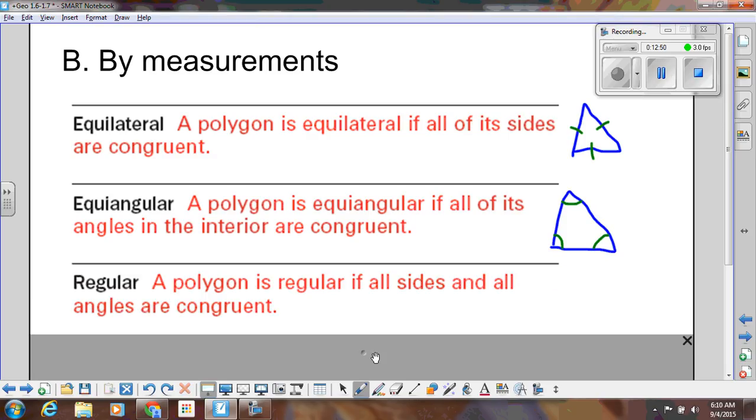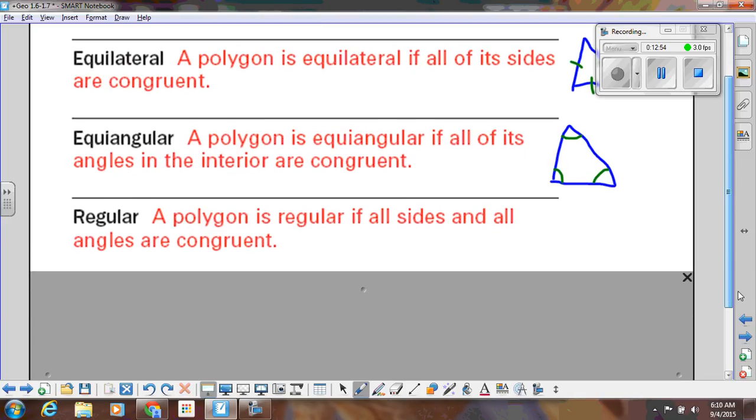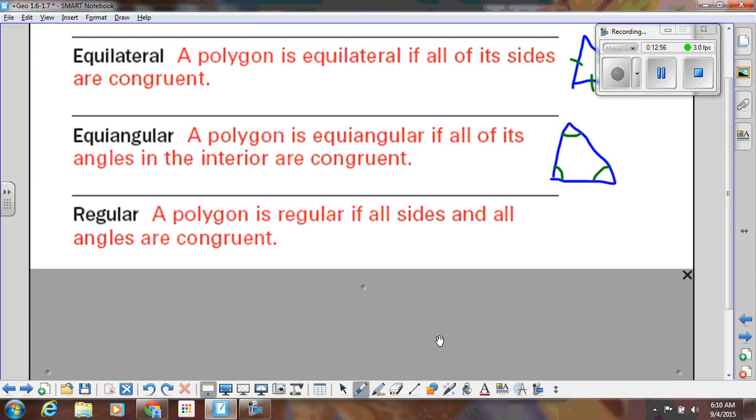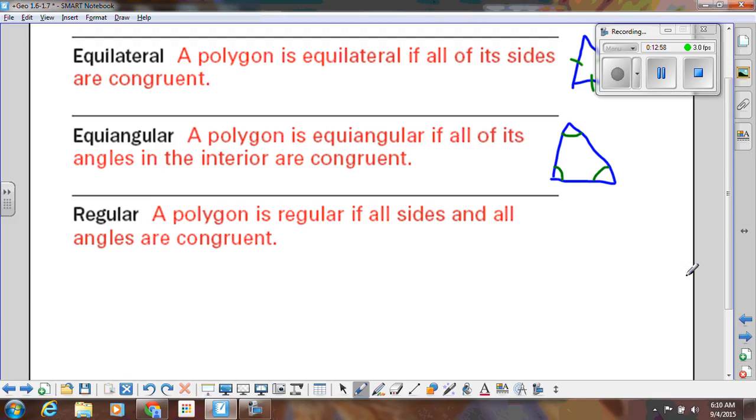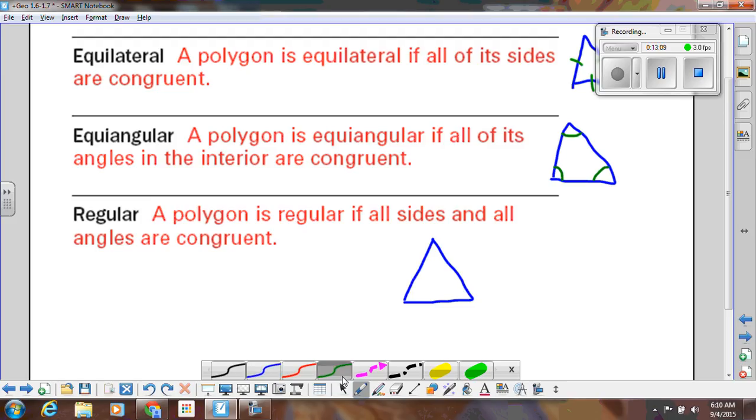And then another new word that you may not know is regular. Regular means that it's both equilateral and equiangular. Okay, so all sides and all the angles are congruent. So I would have a triangle that looks like this. I'm going to mark all the sides and all the angles.